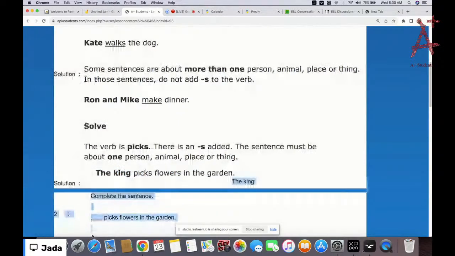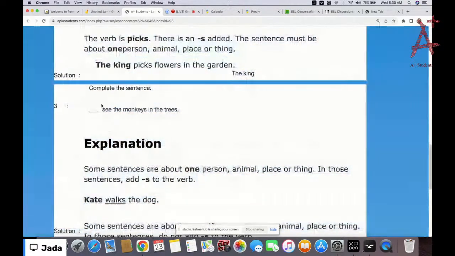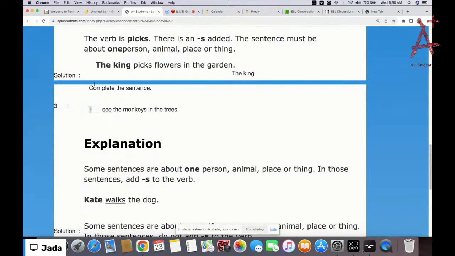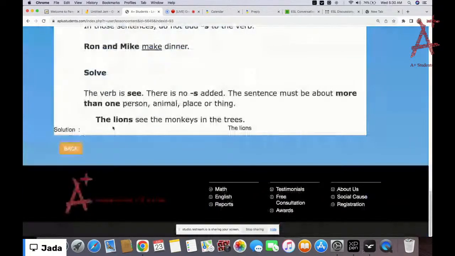So that's it, you all. Dash, see the monkeys in the streets, in the trees. Dash, see the monkeys in the trees. So "see" here is the verb, but it doesn't say "sees" with an S. It only says "see." So that means it is a plural verb. Since it's a plural verb, it needs to have more than one subject. Okay, so the subject should be more than one person. So let's go there and see. So you see, the lions. So the lions, that's how it's going to be.